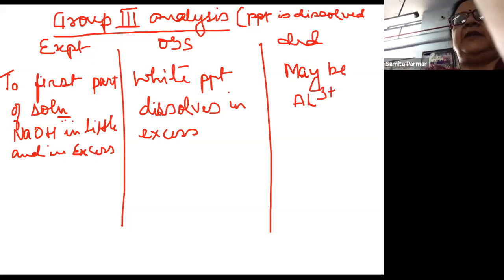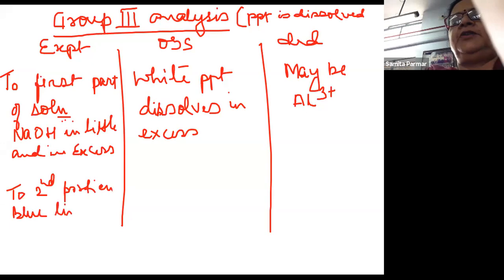And for the second test, to the second portion, you will add blue litmus solution. That is the lake test you will perform. So to the second portion, add blue litmus solution, followed by excess of ammonium hydroxide. Then a blue floating PPT is obtained.